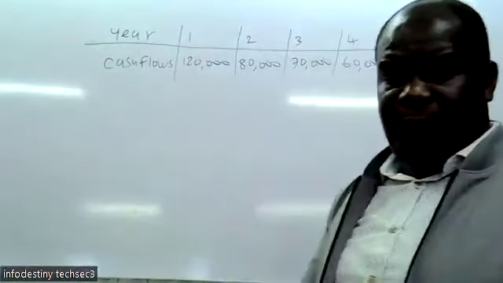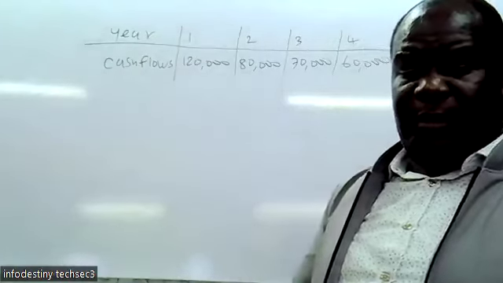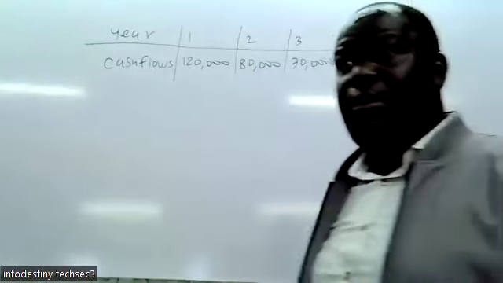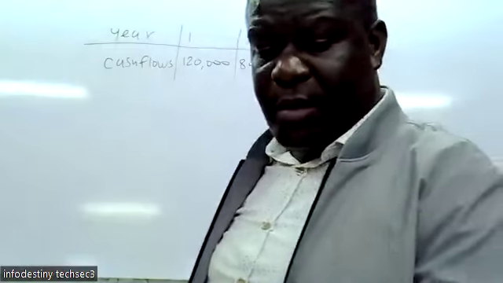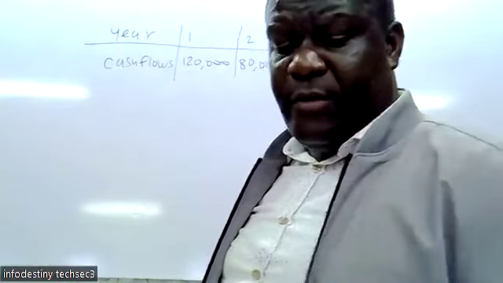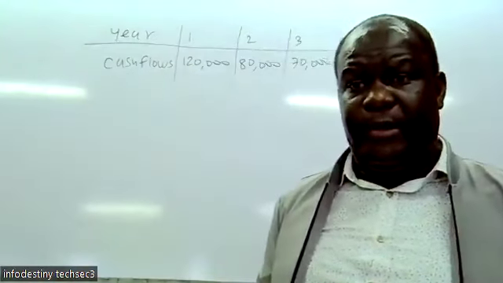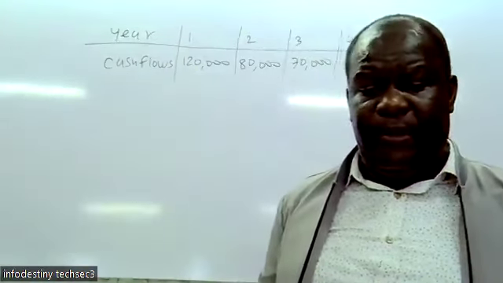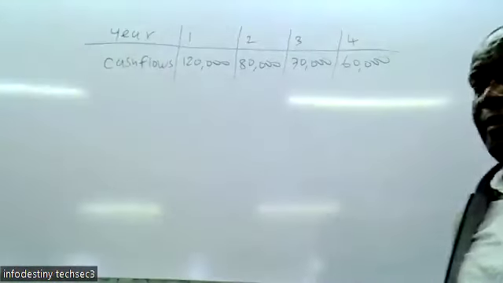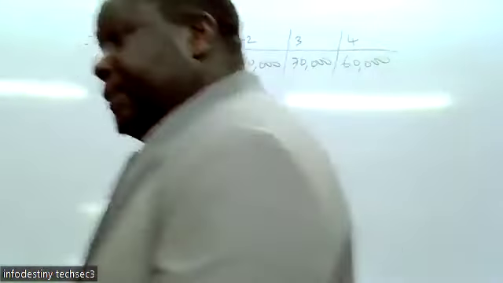Then another paragraph is that if the discounting rate is 16%, compute the present value of these cash flows.